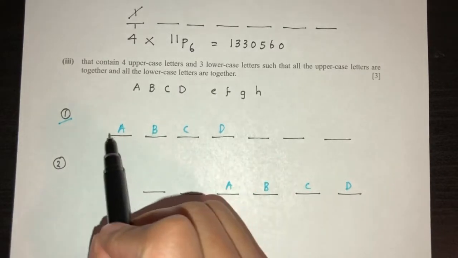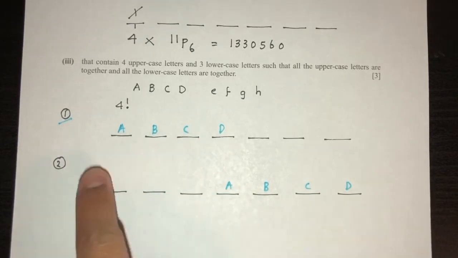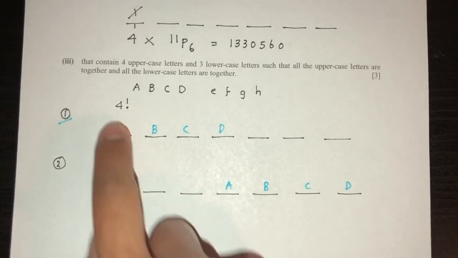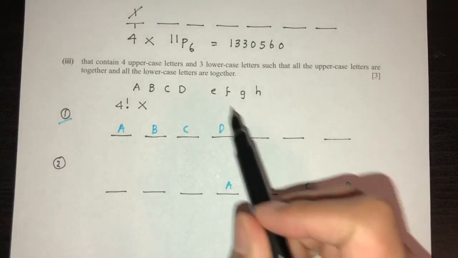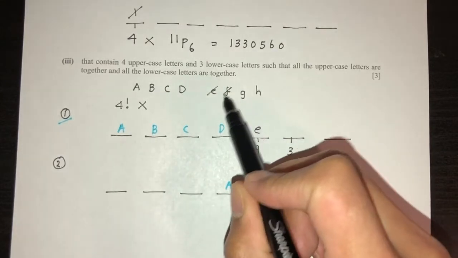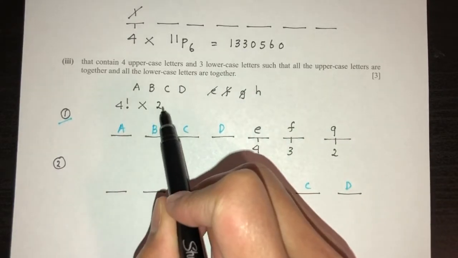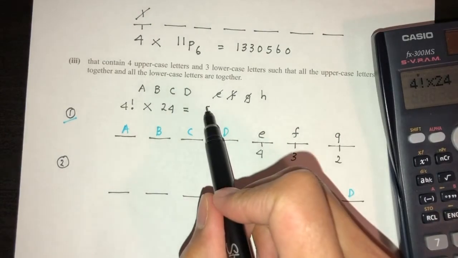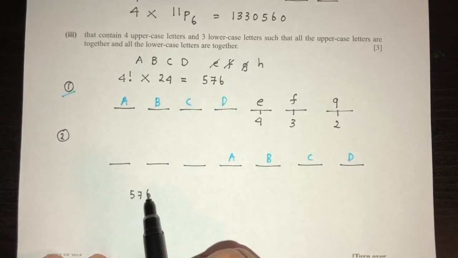So first, when they are together, we have to write 4 factorial. Why? Because we can rearrange A, B, C, D among themselves. We can put C here, B here, D here, so we have 4 factorial ways of arranging them. Now we multiply by the lowercase choices. You have 4 options, say we choose E, then 3 options, say we choose F, and then 2 options, say we choose G. So 4 times 3 times 2 is 24. That is for case number 1. So 4 factorial times 24 is 576. So we just have to multiply by 2.